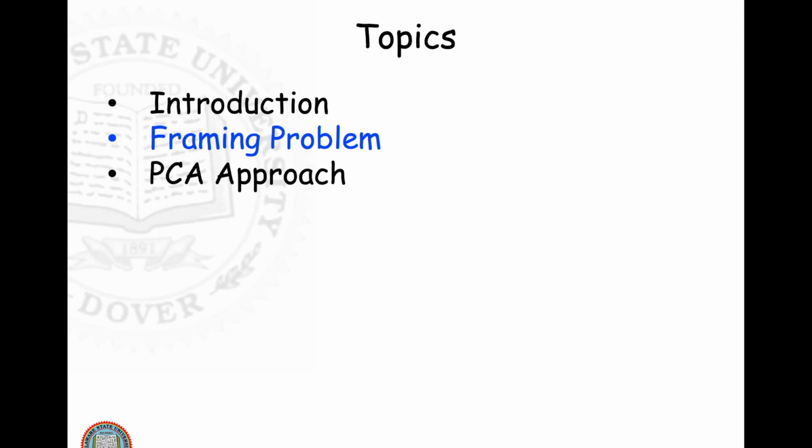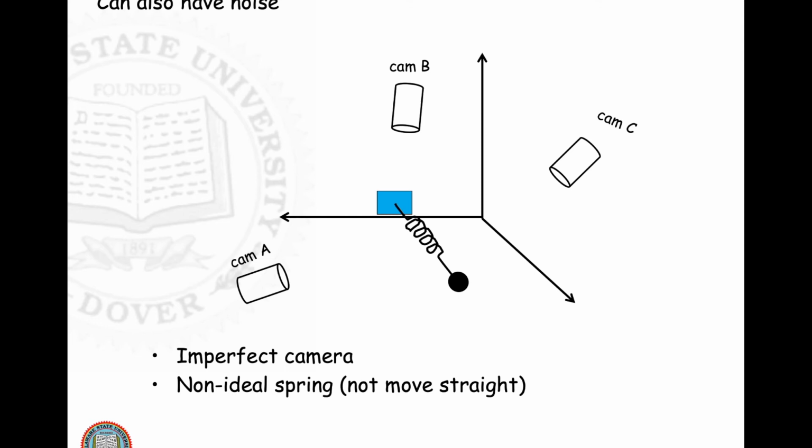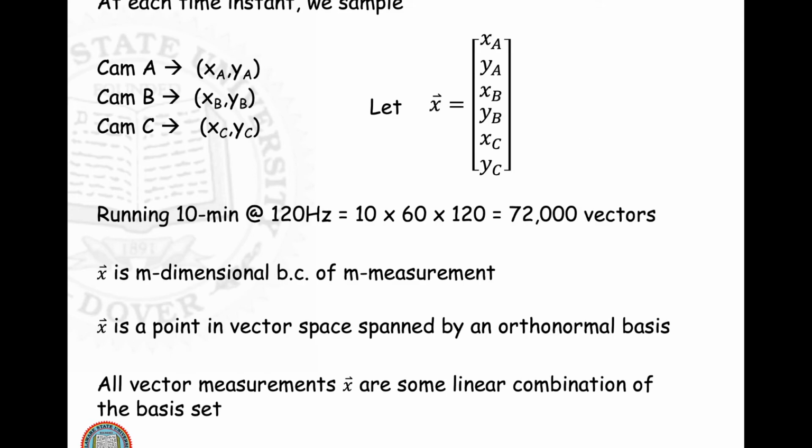So let's take a look at the PCA approach. We have noise, we have imperfect camera, and we have a non-idealized spring. So it does not move straight. So what are we going to do about this? So at each time instant, we have the following samples. We have the x-coordinate and y-coordinate from the image plane for camera A. We have the x and y coordinate from camera B. We have the x and y coordinate for camera C. And together, all three of those measure the position of the mass from the perspective of each one of these cameras. So we put them all together, and we call that vector x.